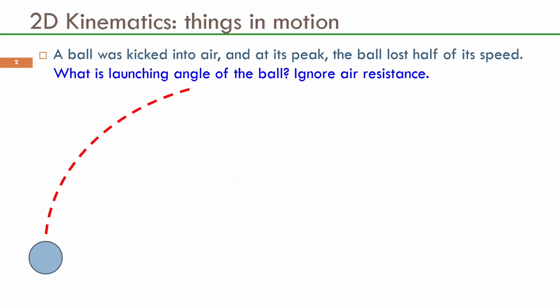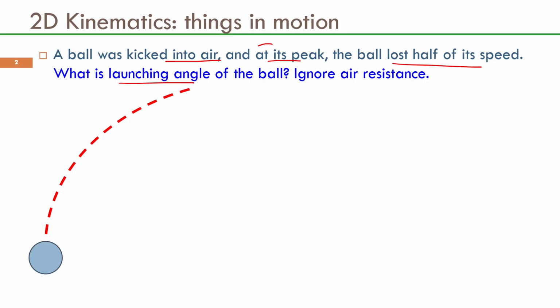Let's say a ball was kicked into the air, and at its peak, the ball lost half its speed. The question asks us to find the launching angle of the ball under this situation. Many students may be clueless when they first look at the question, but that's fine. Let's try to evaluate the physics situation first.